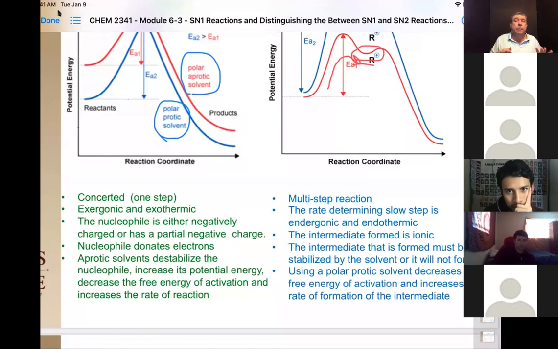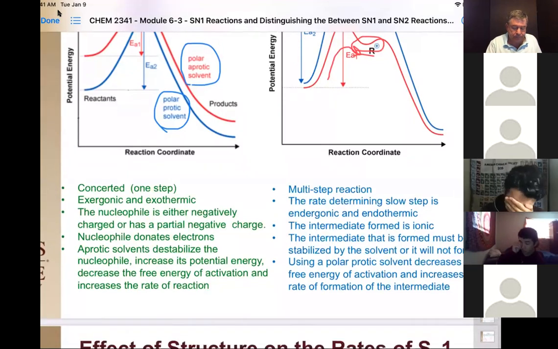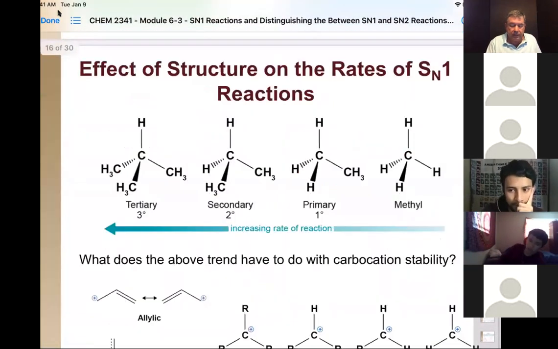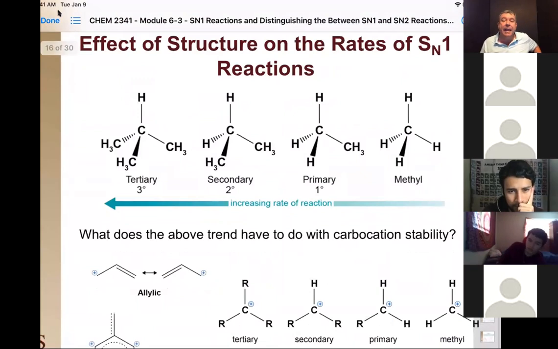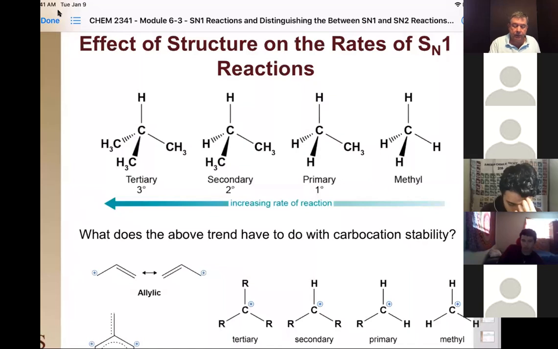Okay, so if forming that carbocation is important, we need to talk about the stability of carbocations at some point. Okay, so let's look at the different substrates we can use for these SN1 reactions. Okay, and in general, the tertiary substrates react faster than the secondary substrates, which react much, much faster than the primary substrates, and methyl substrates hardly ever react at all in an SN1 reaction, okay? And it has everything to do with carbocation stability, okay?